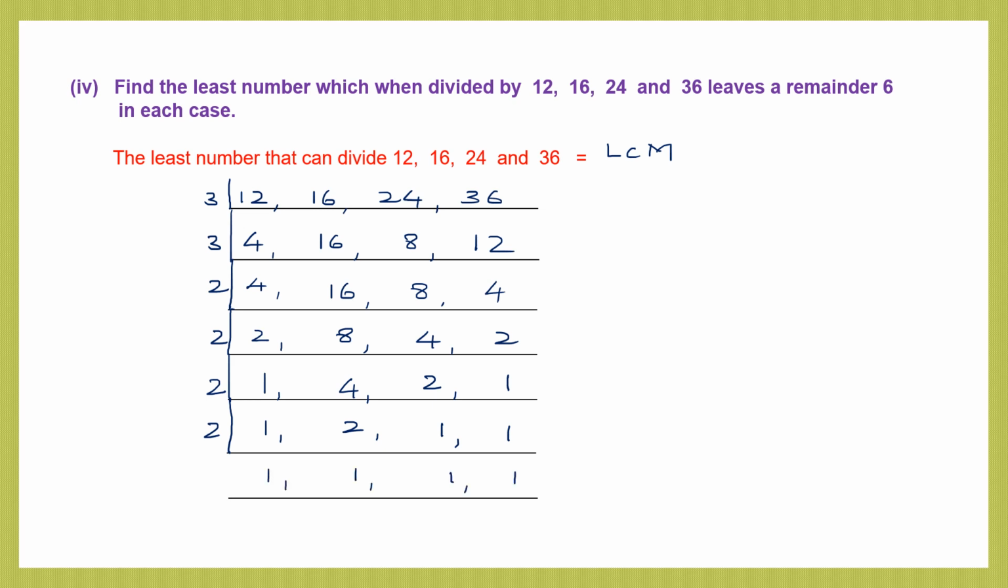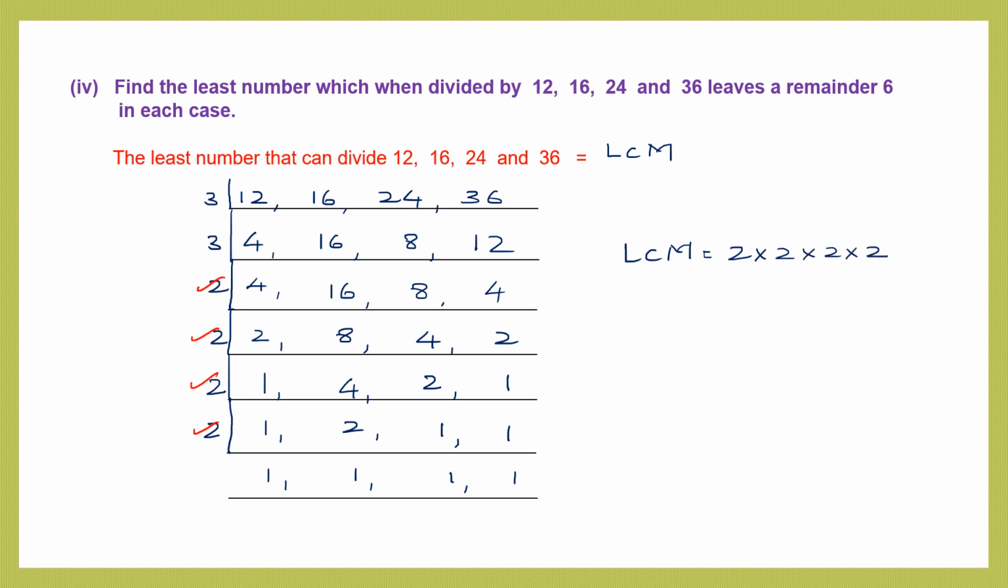Now they're all 1. Now let me find the LCM. So let's count how many 2's there are. 1, 2, 3, 4 2's. So let's write down the 4 2's. 2 into 2 into 2 into 2.